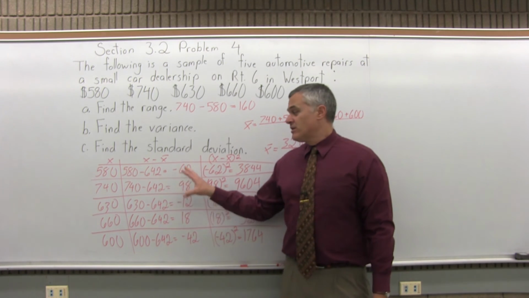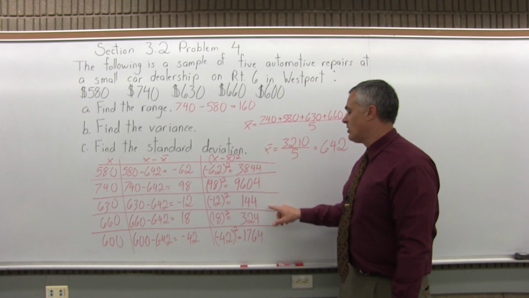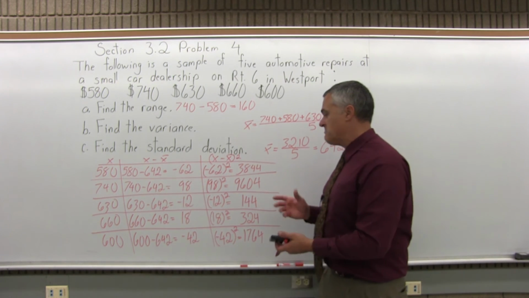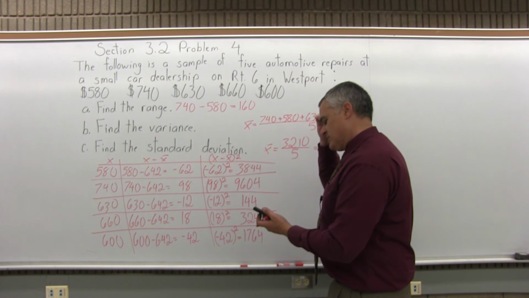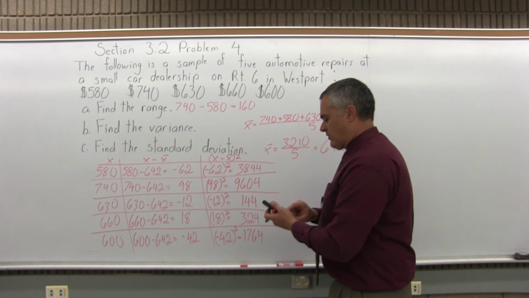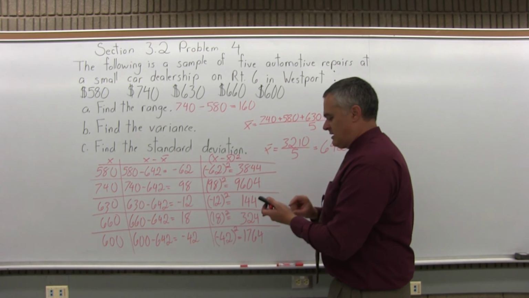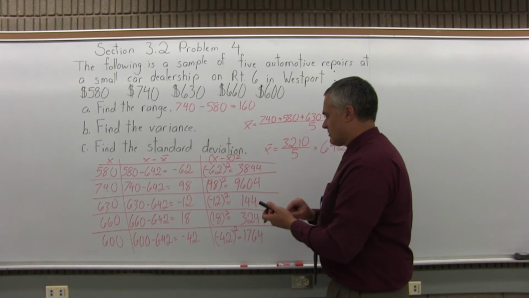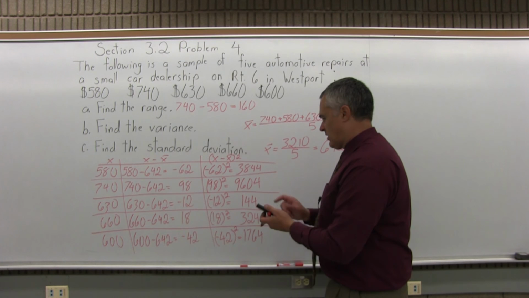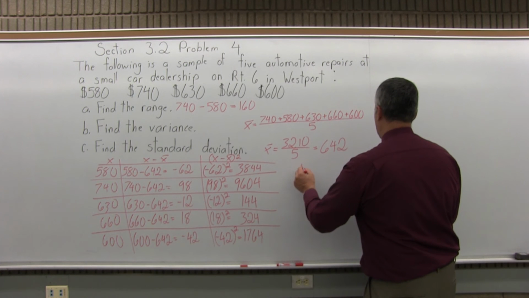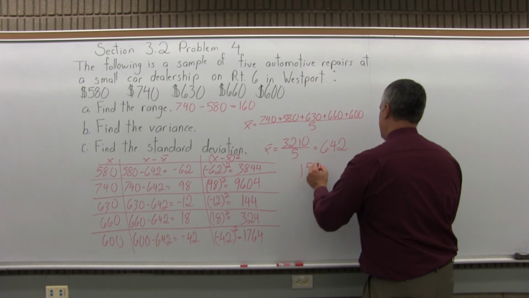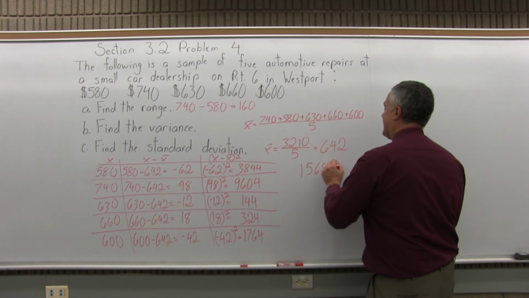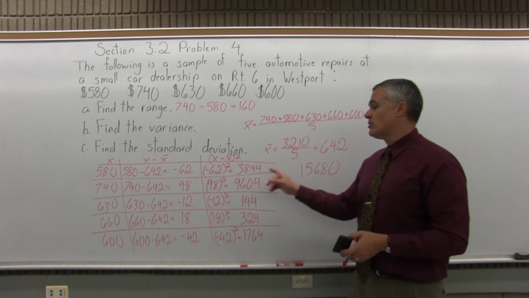So step 2 is fill out the chart. We filled out the chart. Step 3 is get a total of the last column. So I could do it without the calculator, but it's so much easier with the calculator. 3,844 from the top row plus 9,604 for the next row plus 144 for the middle row plus 324 under that, and finally plus 1,764 from the bottom row gives me a total for step 3 of 15,680. So that's the total of the last column.